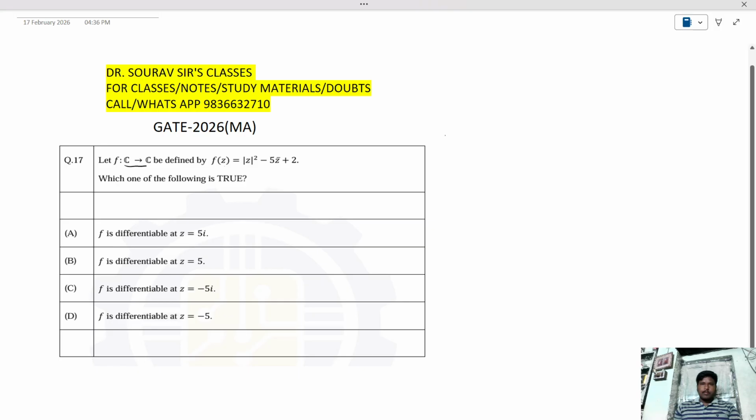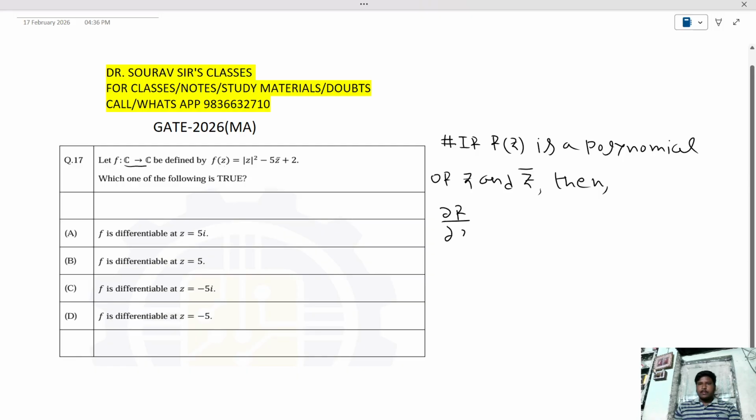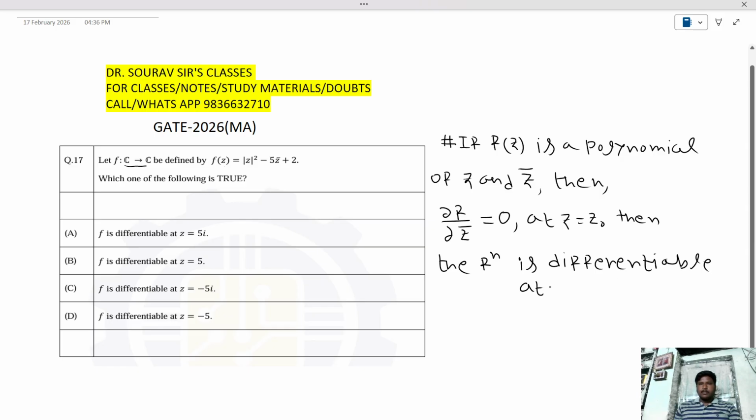We know a statement that if f(z) is a polynomial of z and z̄, and ∂f/∂z̄ = 0 at z = z0, then the function satisfies the CR equation at z = z0, and we can say the function is differentiable at z = z0.